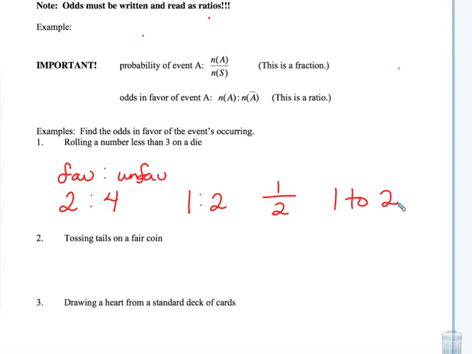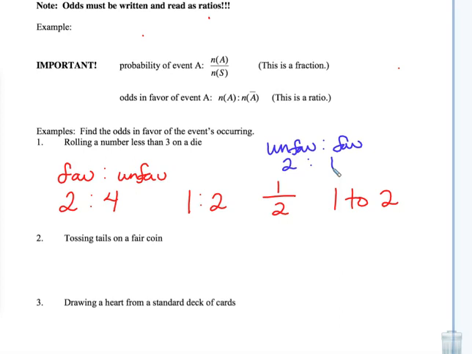If I switch this up and say, what are the odds against? When you do odds against, what's going to happen then is you're going to do unfavorable to favorable, if you ever see that odds against. And so that would end up being the 2 to 1, the opposite of that. There would be 4 that don't work, there would be 2 that work, and when you reduce it, you would get 2 to 1.